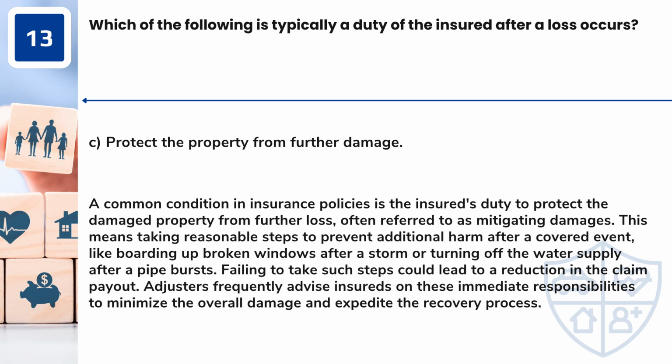This means taking reasonable steps to prevent additional harm after a covered event, like boarding up broken windows after a storm or turning off the water supply after a pipe bursts. Failing to take such steps could lead to a reduction in the claim payout. Adjusters frequently advise insureds on these immediate responsibilities to minimize the overall damage and expedite the recovery process.